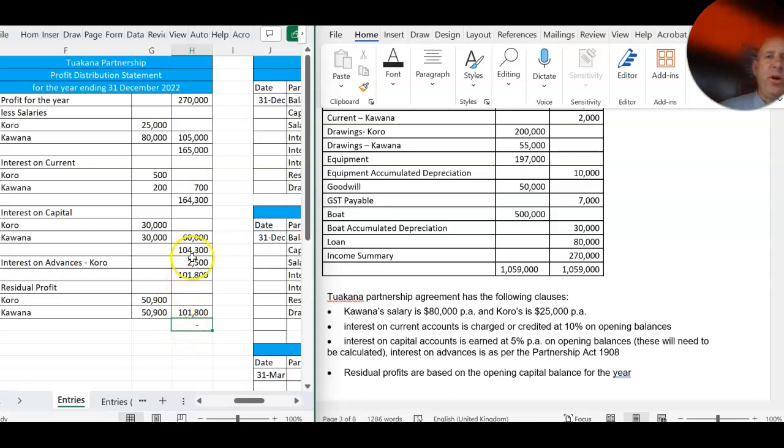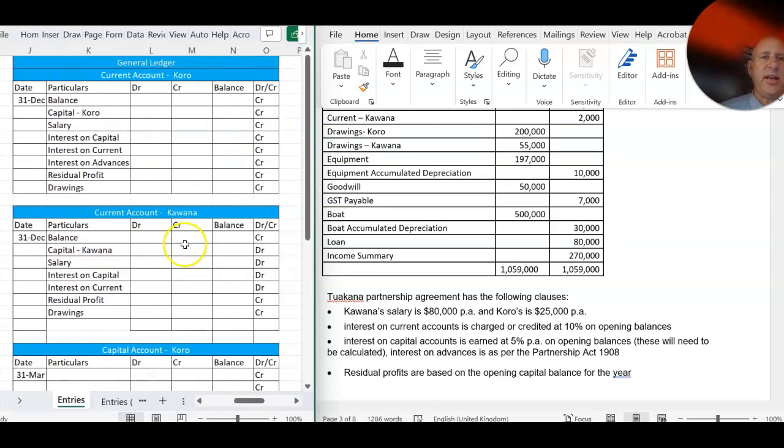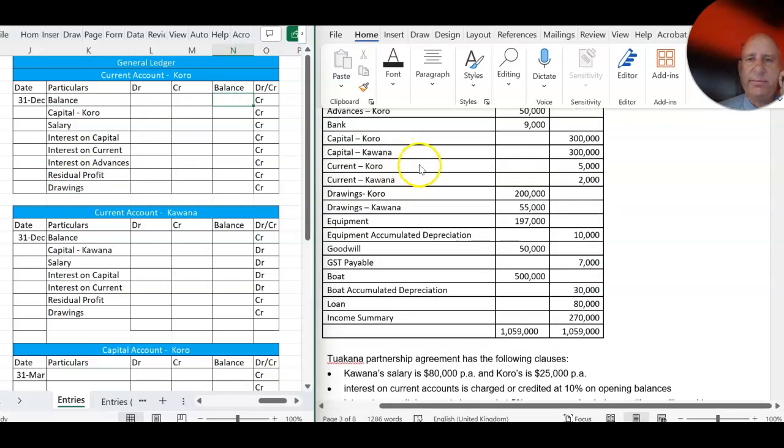Right, now we're going to put it into their accounts. Again, these ones won't be written in the exam for you. I've put it here just to show you how it works. So start off with our current account opening balance. You'll see that Koro had 5,000 credit balance. It's on the credit side. And Kawana had 2,000. So that means they've got in funds.